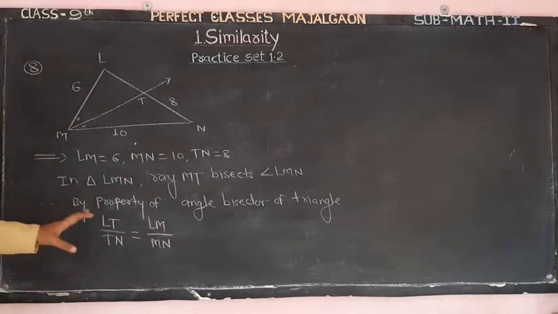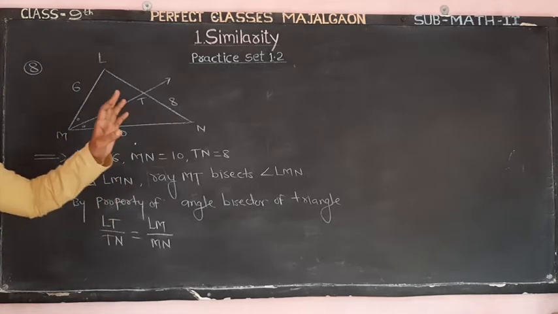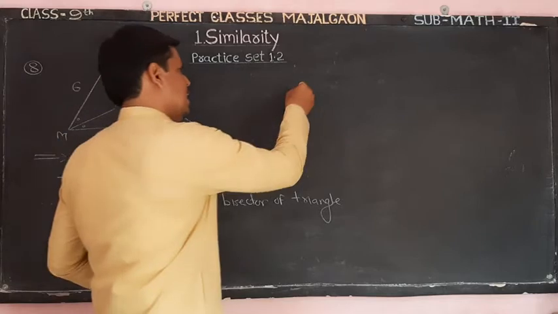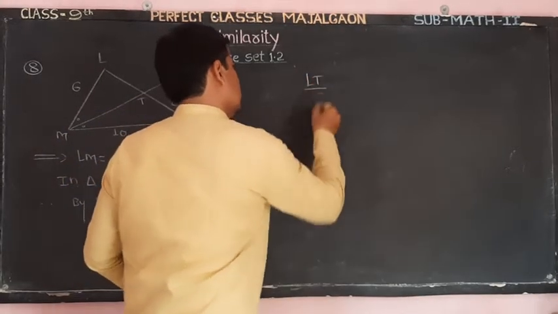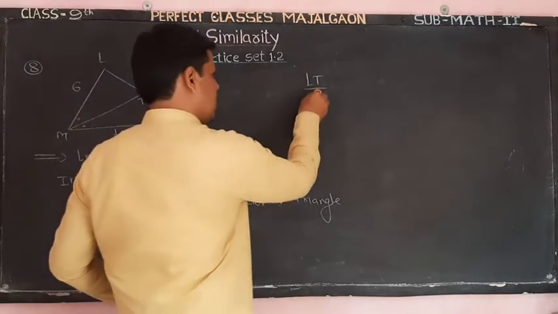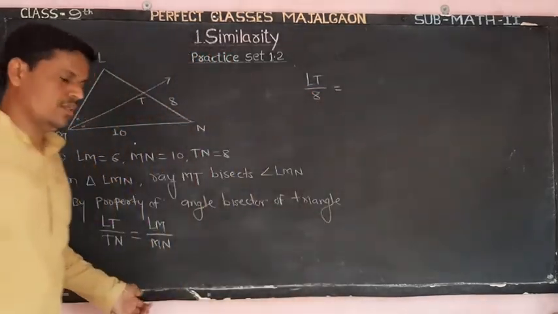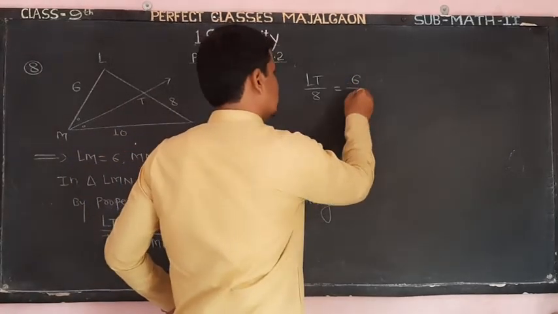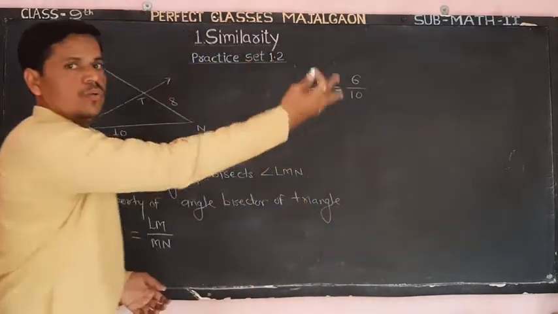Here LT is not given, we have to find LT, so LT is written as it is. The remaining values: TN is 8, LM is 6 and MN is 10. Here I substitute the values. Take this 8 to the right side.